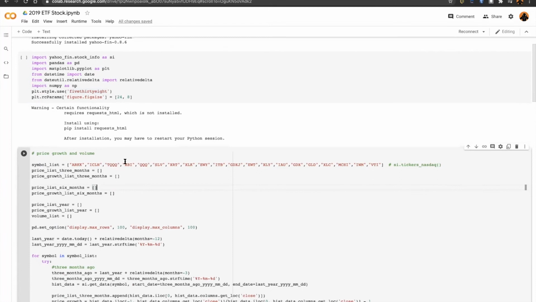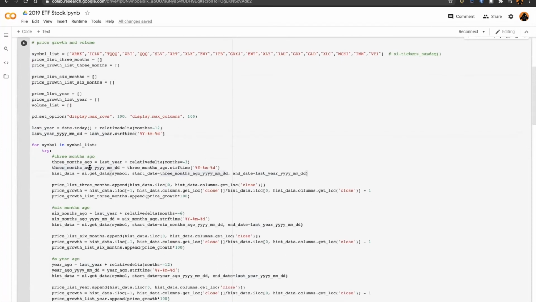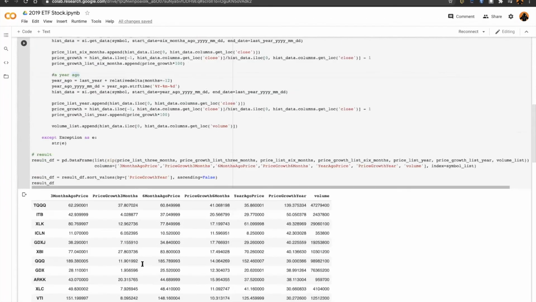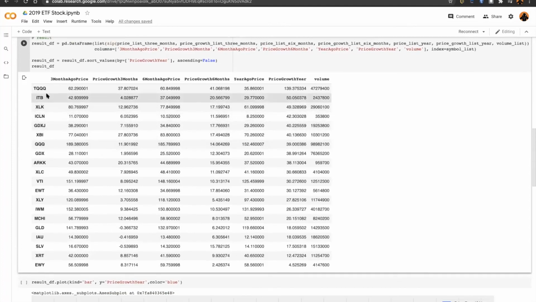So what I wrote here is, starting from around Christmas last year, again the same thing: 3 months, 6 months, and then 1 year. From Christmas 2018 to Christmas 2019, how much they grew. So this is the result. Number 1 is TQQQ, ITB, XLK, ICLN, and so on. So we have this list.